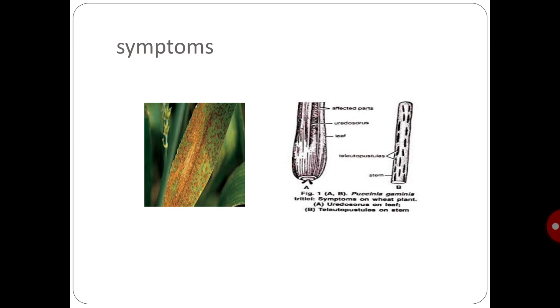When Puccinia develops uredospores in the wheat plant, that is manifested in the form of reddish brown rust symptoms on the plant parts. When Puccinia develops teliospores, the change in the spore formation can be manifested on the plant parts in the form of black color rust symptoms.